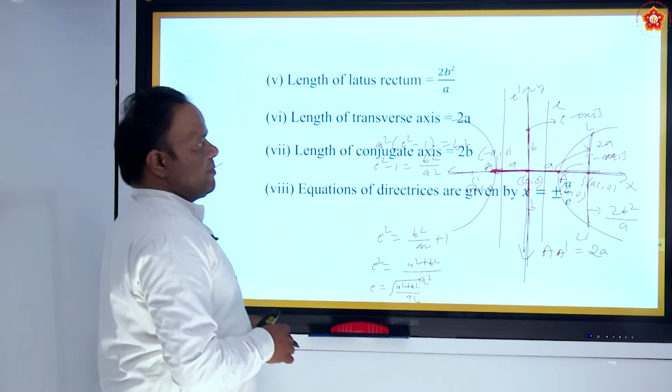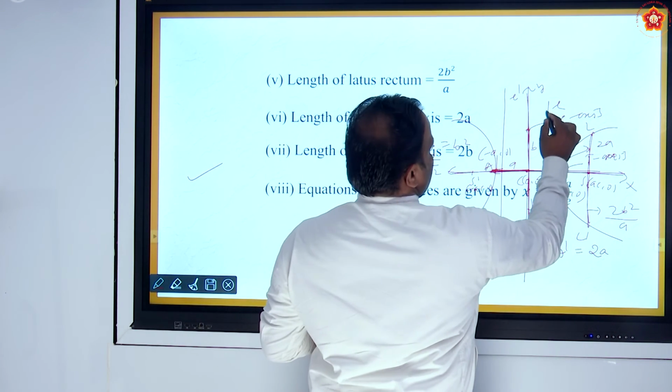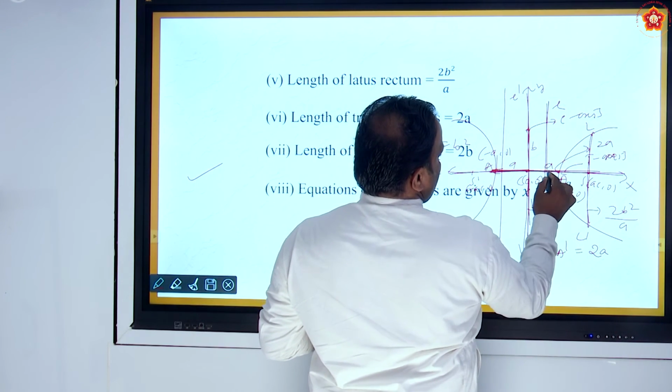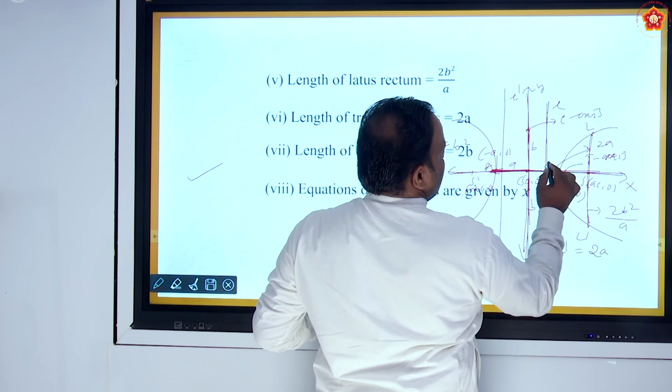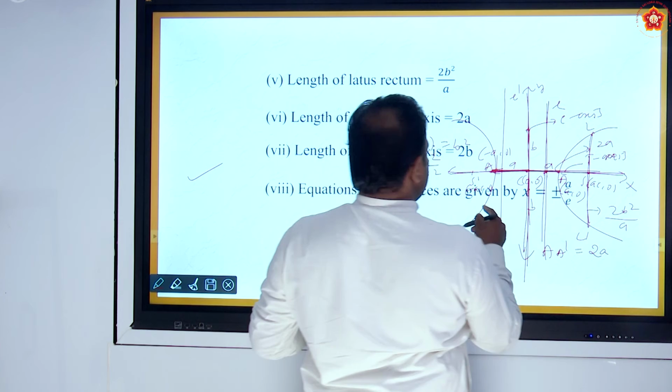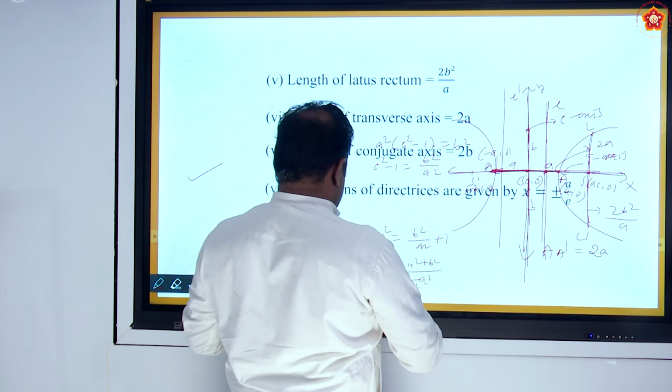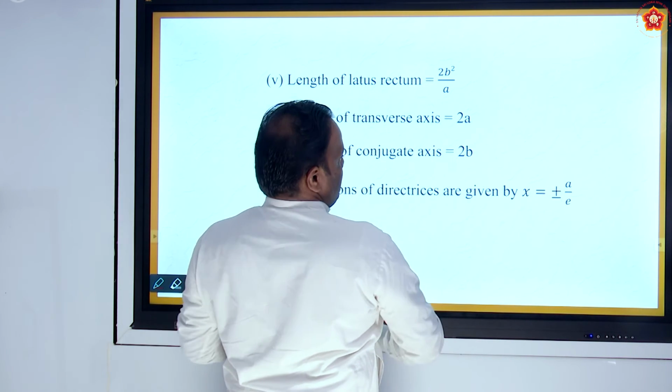Equation of directrix. This is the directrix, no? We know that the z coordinate, already we know, is plus or minus AE comma 0. Equation of directrix is, observe here.